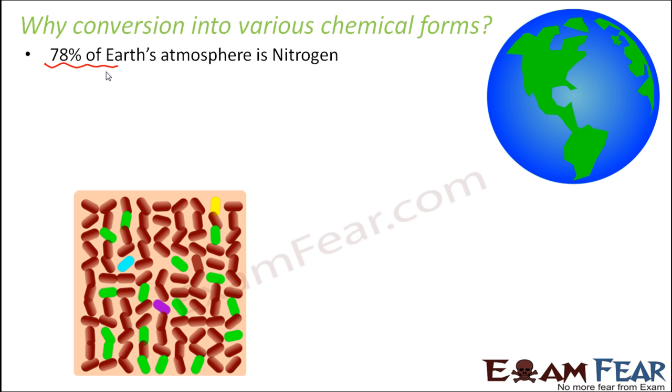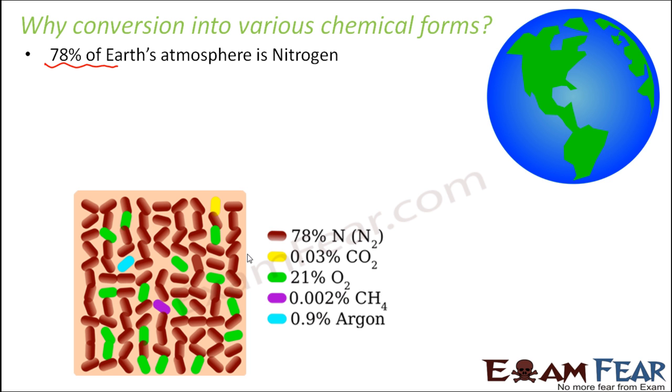In this picture, the maroon brown capsules represent nitrogen, carbon dioxide is yellow, green is oxygen, purple is methane, and argon is blue. If you see, the number of brown capsules is very high compared to all other gases. So nitrogen is present in abundance in the atmosphere, but this nitrogen is inert and not in a usable form, so living organisms cannot utilize it. It is non-reactive and unusable by plants, and when I say plants, obviously animals are also dependent on plants, so it is not usable by any living organism.